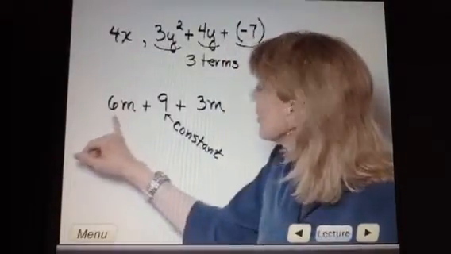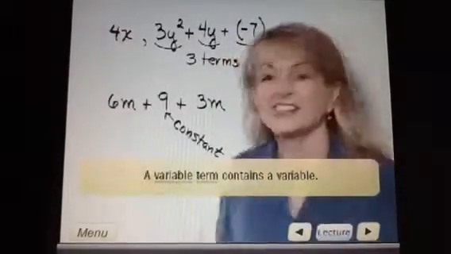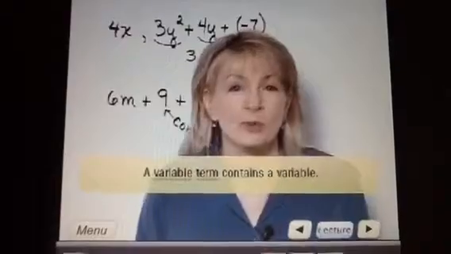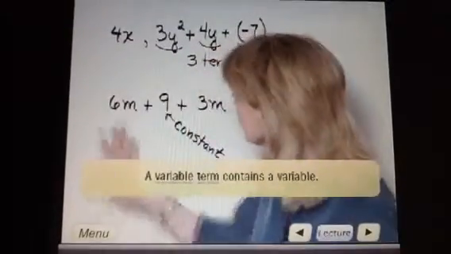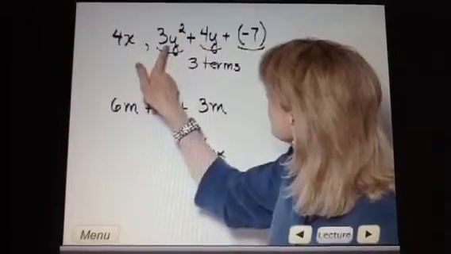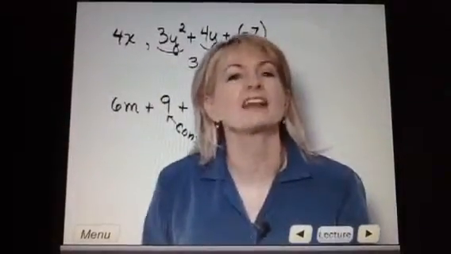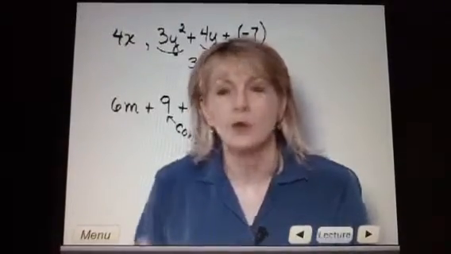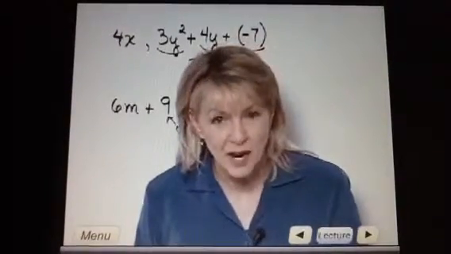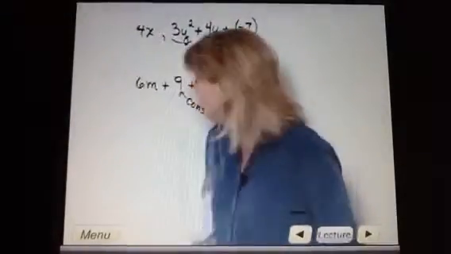This is also, by the way, called a variable term. So this is a variable term because it does contain a variable, and we normally use letters for variables. So this is a variable term, constant, variable term, constant. So there's a little bit about algebraic expressions. We're going to use the distributive property to help us add like terms.